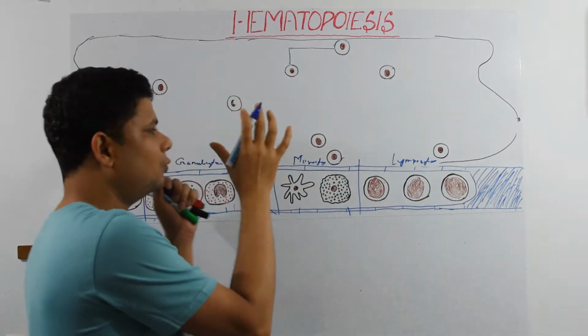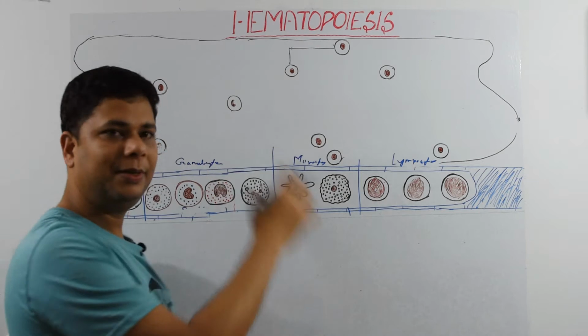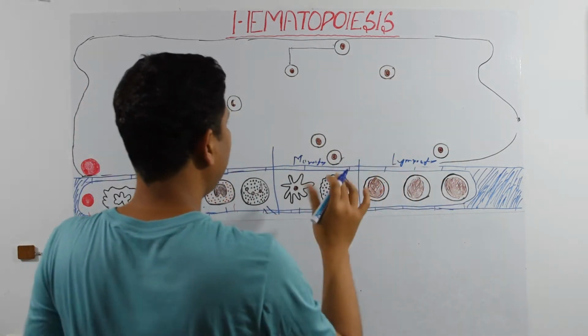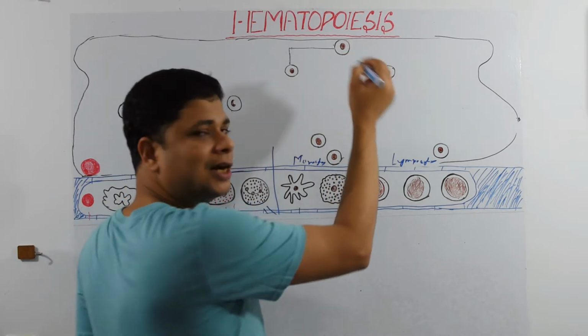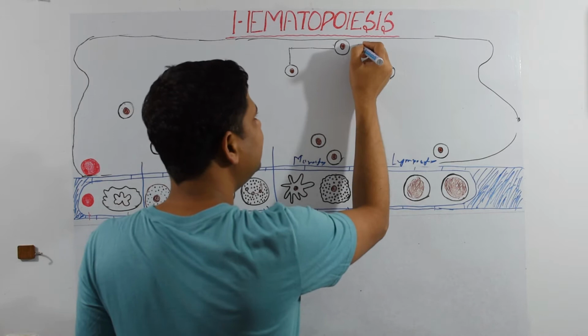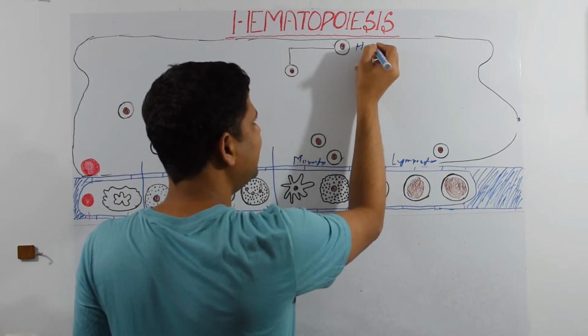So where does it happen? It happens in bone marrow. So this is the bone marrow. It starts with the hematopoietic stem cell. So this is the hematopoietic stem cell.